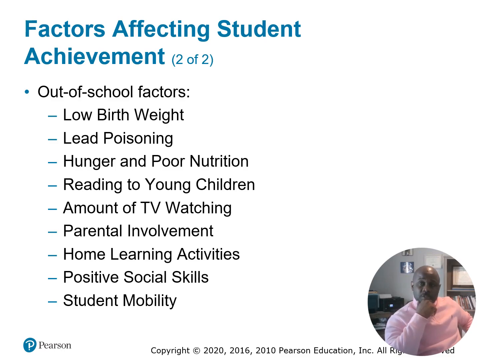So out of school factors that may impact student learning: low birth weight, lead poisoning, hunger and poor nutrition. Again, Maslow's hierarchy of needs. If an individual hasn't eaten, they don't really care about learning. If they have poor nutrition, they aren't really caring about learning. Reading to young children, again, preparing children for kindergarten and preschool. Are they getting any types of education and learning at home from birth to 4 years old? Are they being prepared? Are they getting read to? Is any learning content being delivered during those time spans?